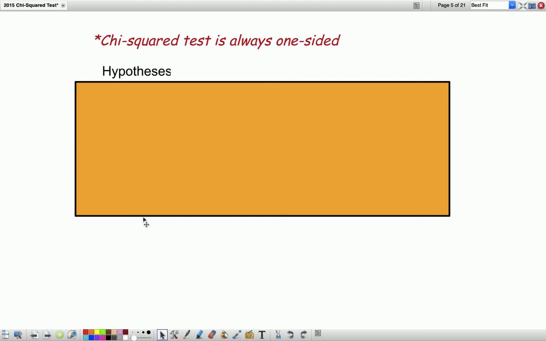Okay, please remember, a chi-square test is always one-sided. That makes our life so easy. We don't have to worry about subtracting from 1 if it's on the wrong side. We don't have to worry about multiplying by 2 when we get to our p-value. It's always one-sided because everything is positive all the time. Our hypotheses are also pretty simple. They're going to be in words.